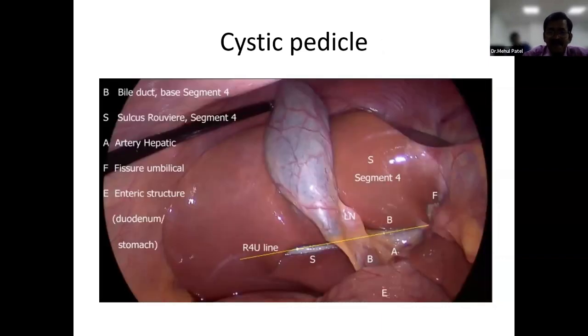And this is the area of cystic duct and this area of cystic artery. And you find there is a lymph node around there. And this is the anterior layer of peritoneum and posterior is the posterior peritoneum. So cystic pedicle is the cystic duct and artery invested by two layers of peritoneum.